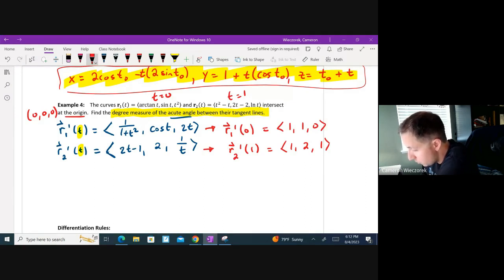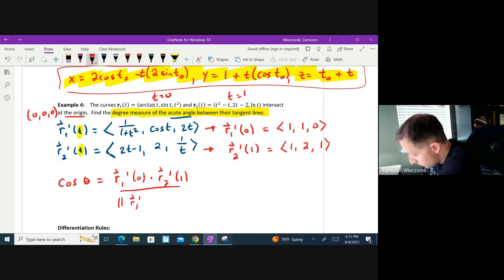So this gives us a throwback to chapter 12. To find the acute angle, I know that cosine of theta is going to be equal to the dot product of those two vectors, r1 prime of 0 dotted with r2 prime at 1, divided by the product of the magnitudes of those two vectors: the magnitude of r1 prime of 0 times the magnitude of r2 prime at 1.